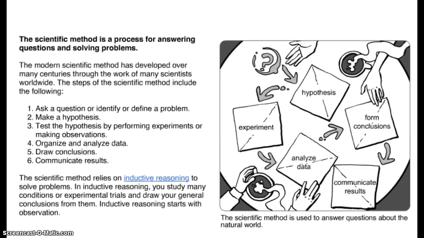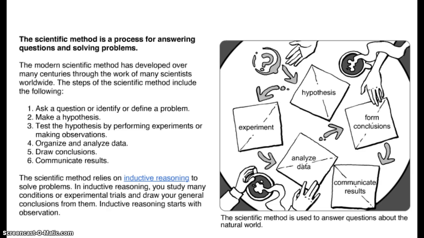The scientific method is a process for answering questions and solving problems. The modern scientific method has developed over many centuries through the work of many scientists worldwide. The steps of the scientific method include the following. Number 1, ask a question or identify or define a problem. Number 2, make a hypothesis. Number 3, test the hypothesis by performing experiments or making observations. Number 4, organize and analyze data. Number 5, draw conclusions. Number 6, communicate the results.